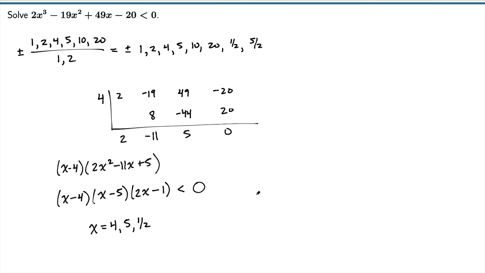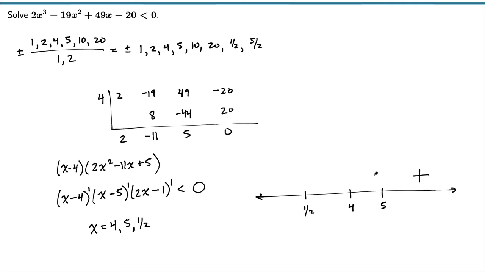And so we go ahead and plot those on a number line. Okay. So 1/2, 4, and 5. Doesn't really matter if it's to scale, we're just creating our intervals. And I'm going to go ahead and use the leading coefficient as positive, so the far right of my graph is positive. And each of these zeros has a multiplicity of 1, which is odd.